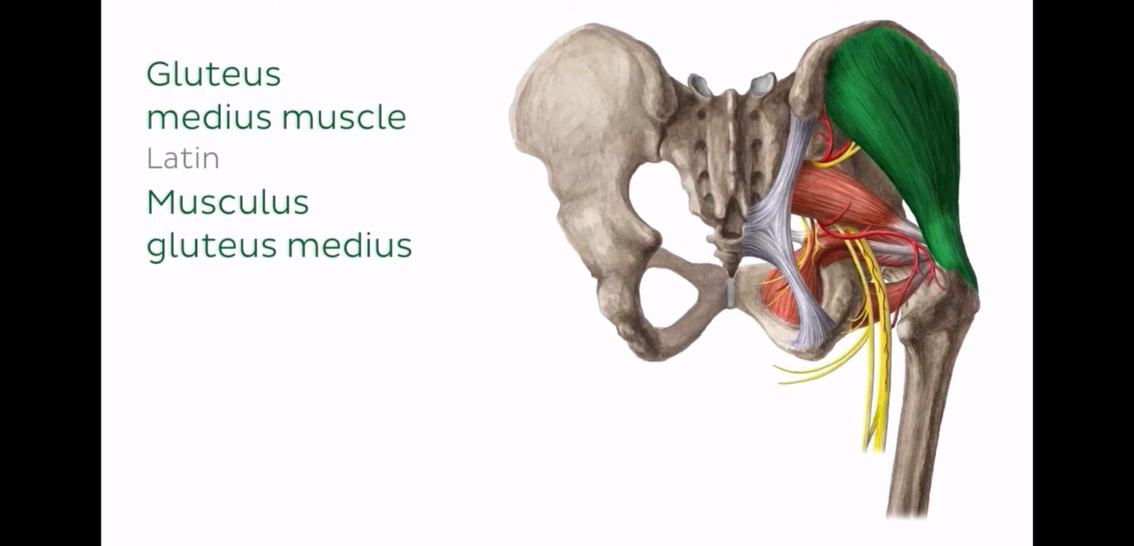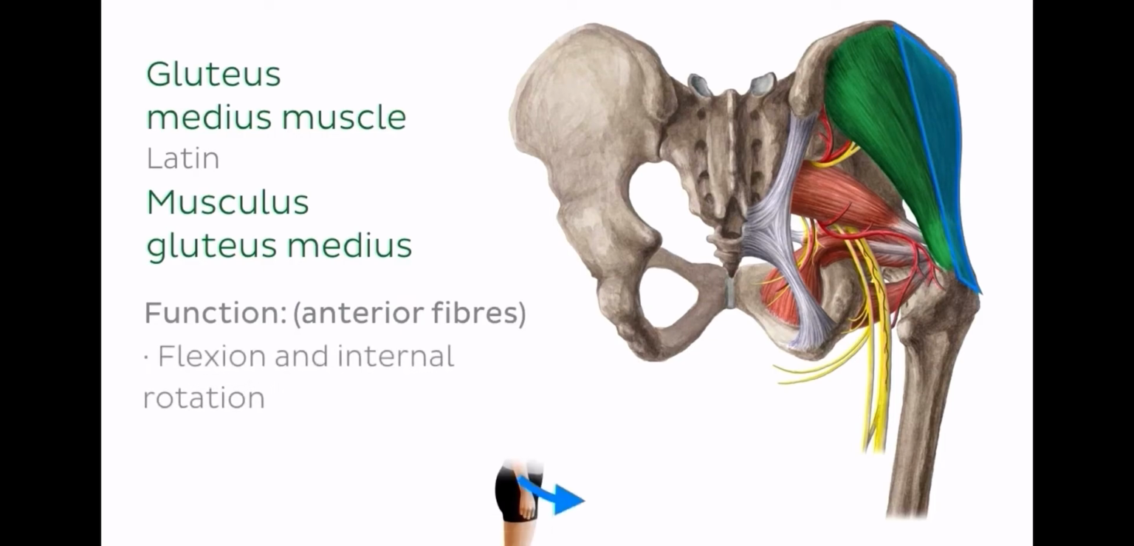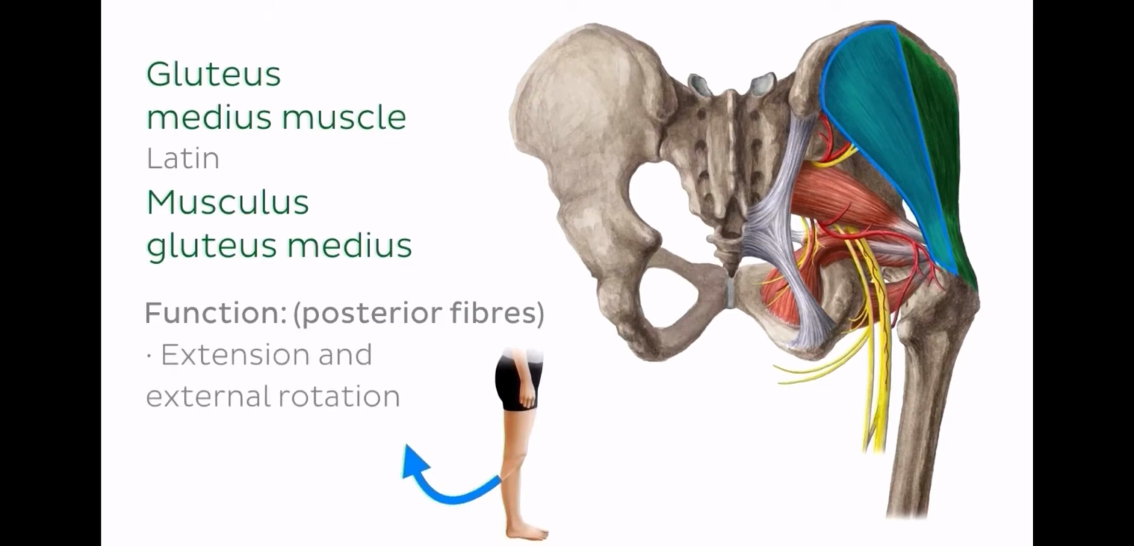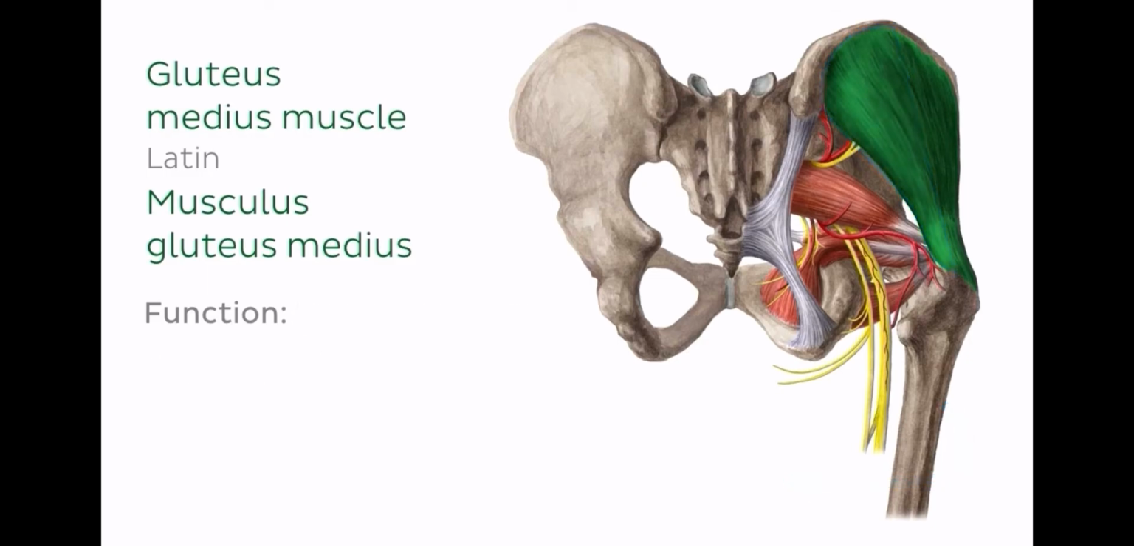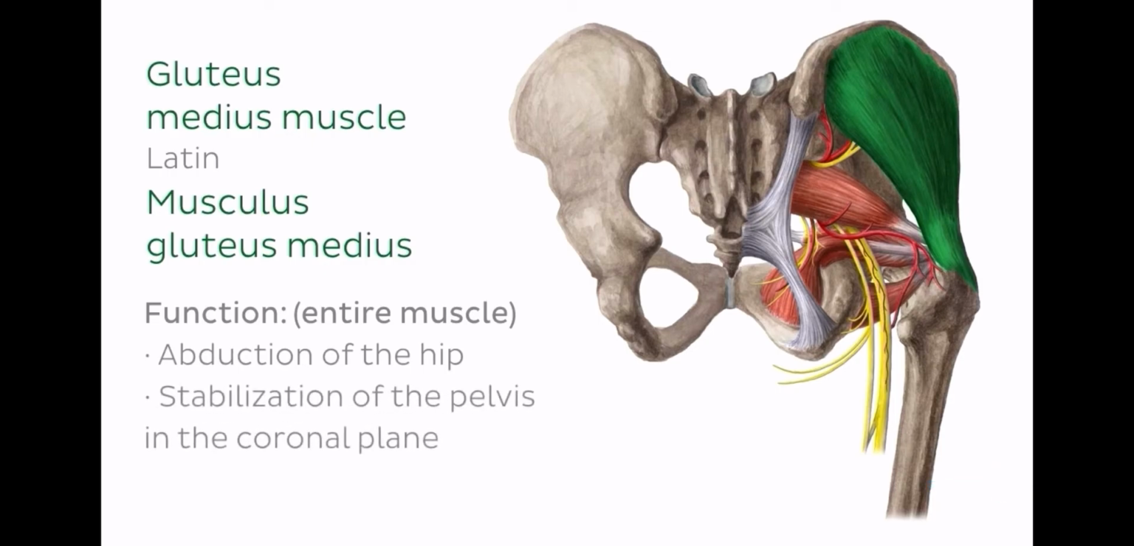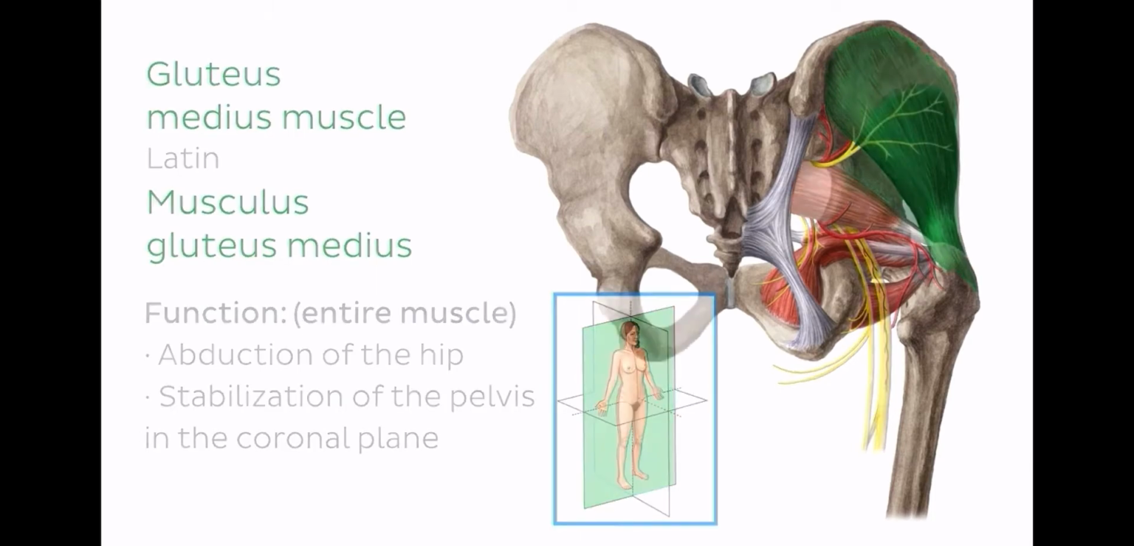Talking about its function, its anterior fibers, as you can see highlighted in blue on our right, facilitate flexion and internal rotation. That dotted line is just to indicate the movement of the hip going into the screen, so it's turning inwards, not outwards. The posterior fibers of this muscle help facilitate extension and external rotation of the hip. The entire muscle, when it works together, helps with the abduction of the hip, so movement outwards away from the midline of the body, and of course it helps with the stabilization of the pelvis in the coronal plane.